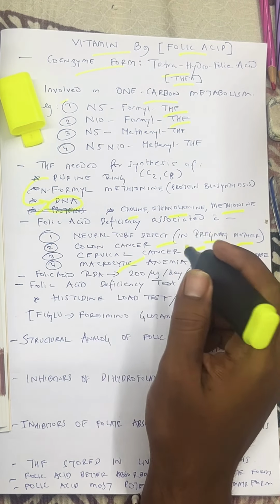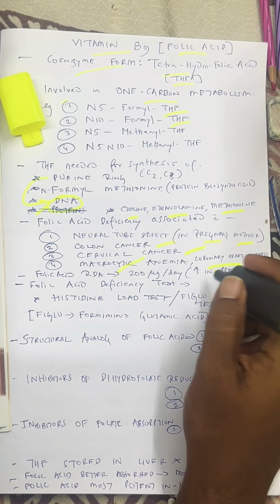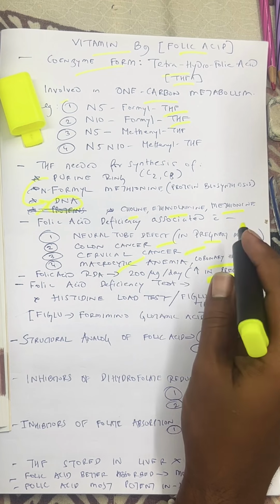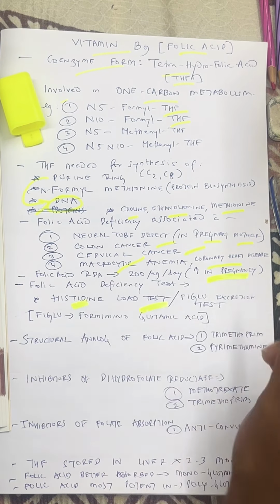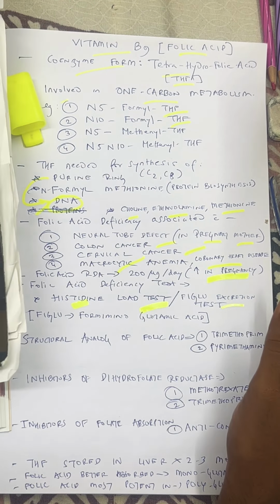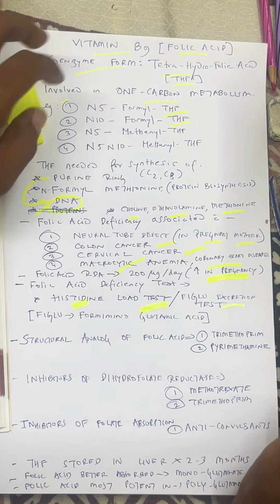Folic acid recommended dietary allowance is 200 microgram per day. It is increased in pregnancy. Folic acid deficiency test, how to detect? By the histidine load test or the FIGLU excretion test. FIGLU stands for formiminoglutamic acid.